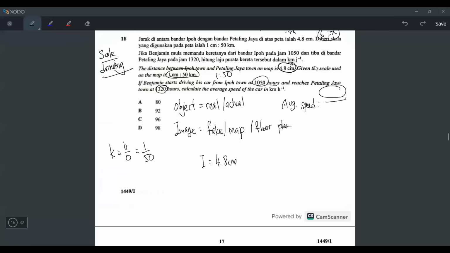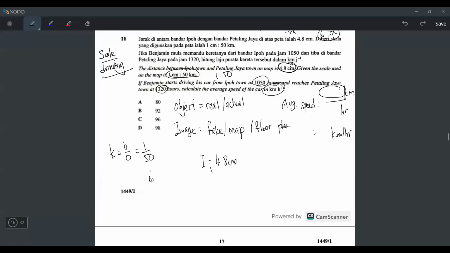But what I need now is the distance. And what is the distance? Okay, we already know the distance between them is 4.8 cm. But I have to convert to kilometer because they want the average speed in kilometer per hour. So the distance unit should be in kilometer and the time unit should be in hours. Then only in the end, the unit will become kilometer per hour. But this is in cm, right? So how to convert this?